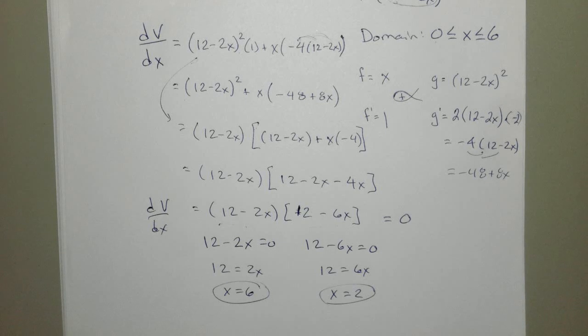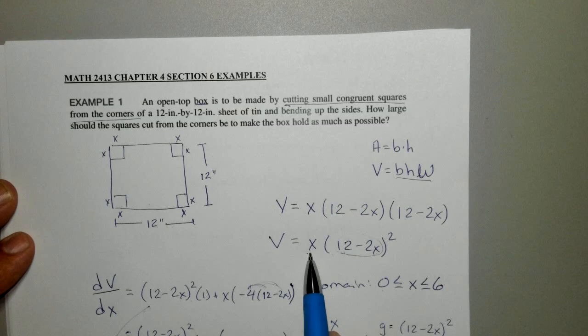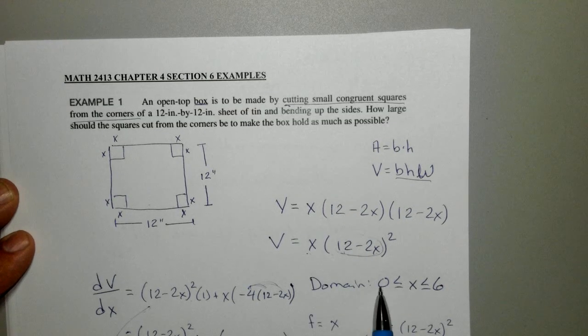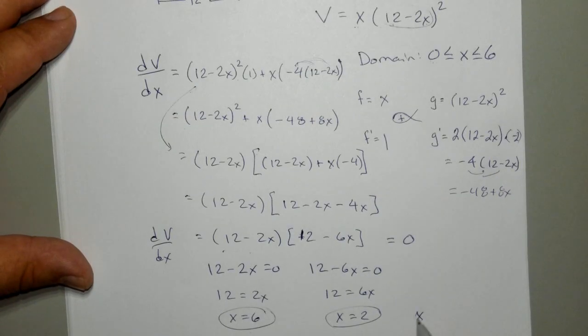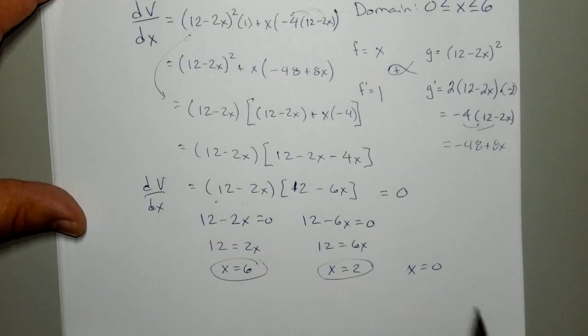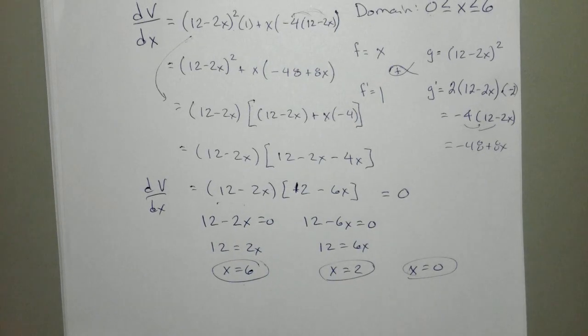Is there another one? Because the function itself has an x in front, we could always look at the endpoints. So we have x equals 6. We also look at x equals 0. Remember, always look at the endpoints in case those are the maximum or minimum, and look at the intermediary point. Intermediary point is 2.